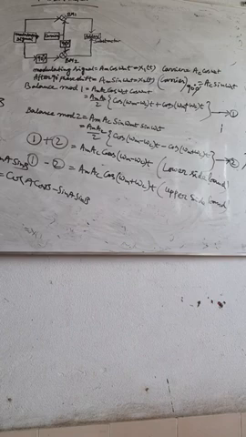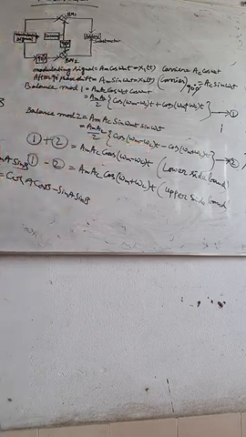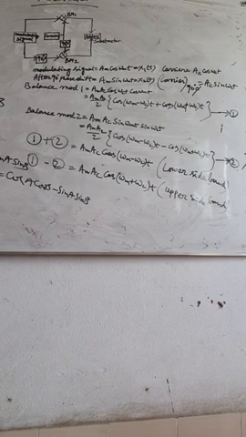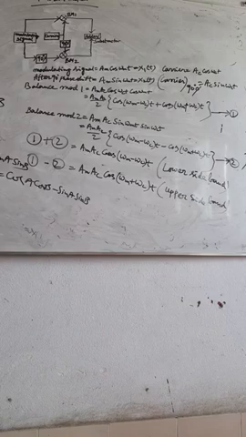Now add 1 and 2. This is result number 1, this is result number 2. Add 1 and 2, and you will get AM into AC cos of (omega n minus omega c) t. This is your lower side band. And if you subtract these two, you will get AM into AC cos of (omega n plus omega c) t. This is your upper side band.